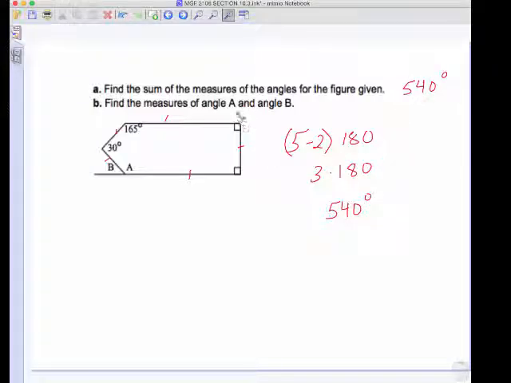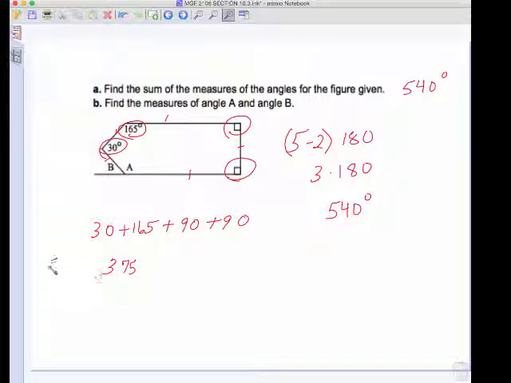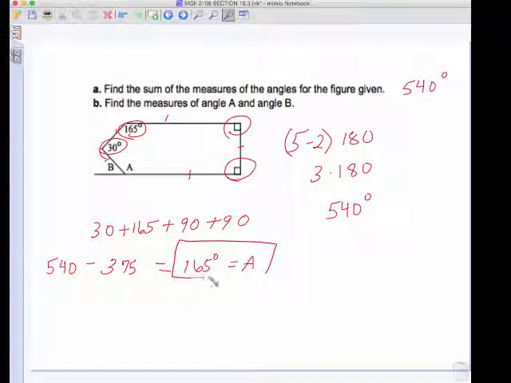Now we want to find out angle A and angle B. Now we can add up these numbers that we know inside that figure. So if you add 30 plus 165 plus 90 plus 90 for the 2 right angles, then you have these add up to 375. If we subtract that from 540, that will give me 165 degrees, and this was our answer for angle A, is 165.